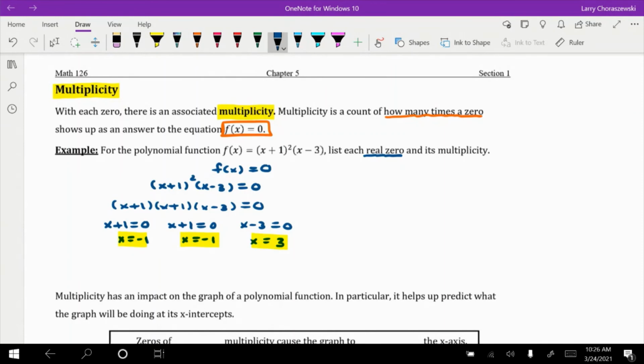They not only want us to identify the zeros, but they also want us to identify the multiplicity. How many times does -1 show up as an answer? It shows up twice. Because -1 shows up twice, we would say that it has a multiplicity of 2, which I'll say mult 2 for short. How many times does x equals 3 show up? Shows up 1 time, so that would have a multiplicity of 1.